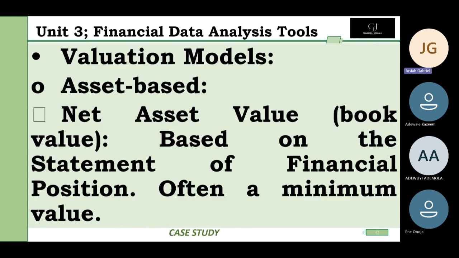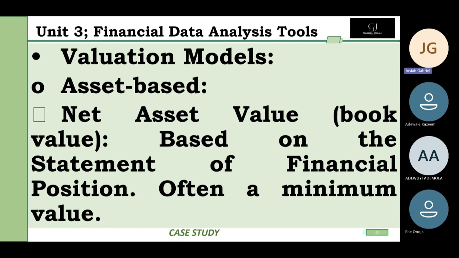So we have several valuation models, and we'll be speaking to some briefly. We have the asset-based valuation model, and this speaks to a type called the net asset value, or the book value of the business. Based on the SFP of that business, the net asset base is often a minimum value of that company. The SFP is where you make the computation.